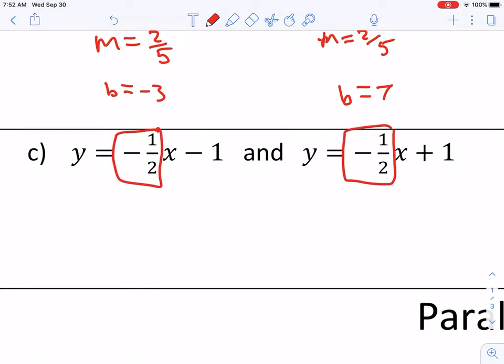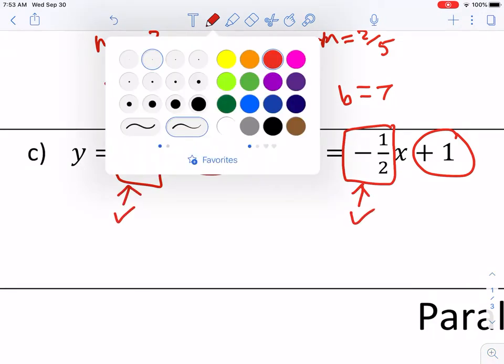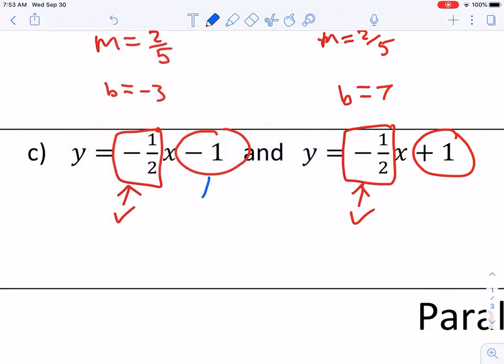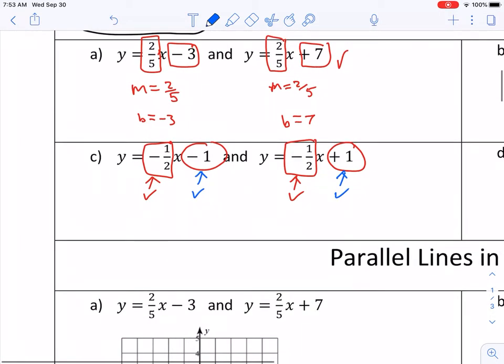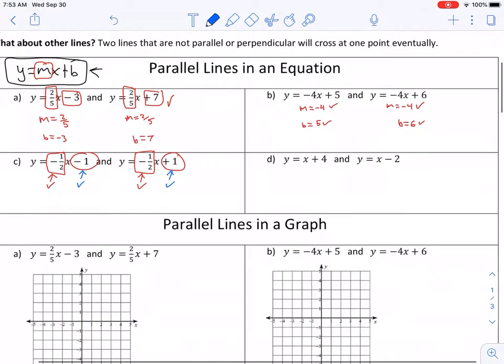These are the same, and our b's that I just circled are different. So I boxed our slopes are the same, which is good. And our b's are different. If our b's were the same, then we would just have the same line written twice. It wouldn't do any good.